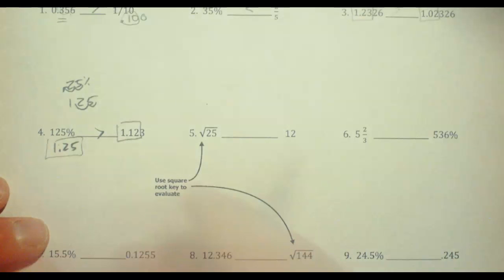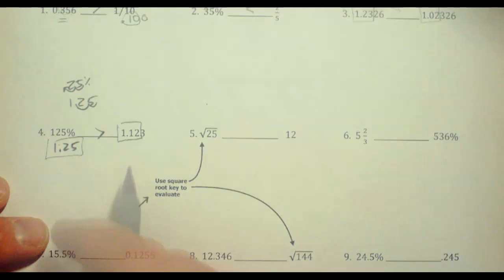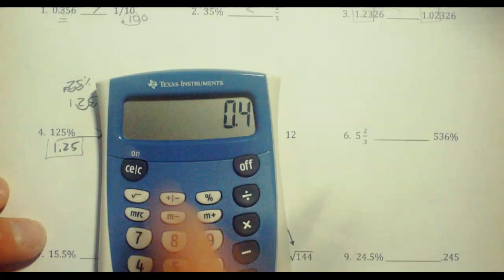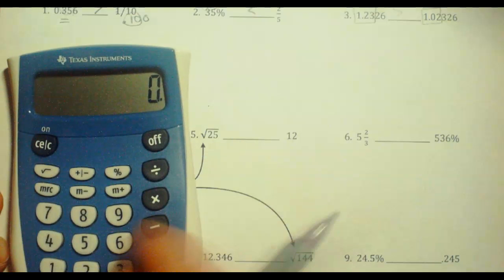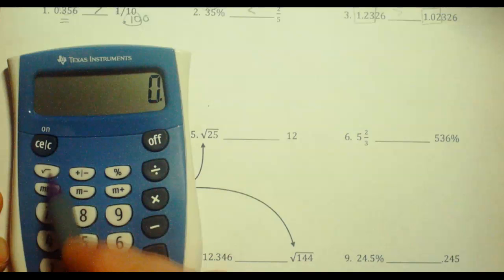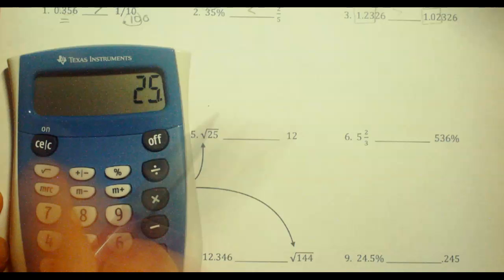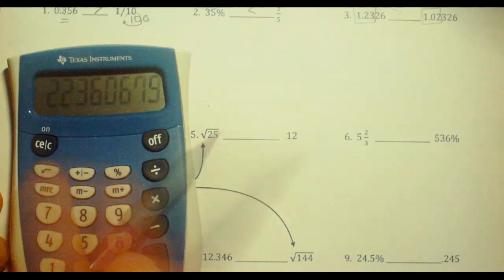All right, so these here, we're going to use our square root key to do these here. Now, this is kind of a weird one, but I think you could see this on a test in the MAP test, or maybe even the MCA. They're pushing you. So we're just going to figure out how to use this key right here, the square root key. And most of the time you just put in the number, 25, and then you hit the square root, and that works. Sometimes it's backwards, you hit the square root and then hit 25.